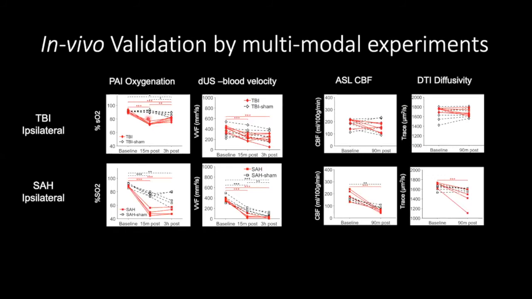So in the TBI model, we have a modest reduction in oxygenation. We don't really see a widespread reduction in diffusivity, but then in the more severe subarachnoid hemorrhage model, we see this sharper reduction in oxygenation, and we do see this change here. And so that ties back into the potential for a phenomenological description, especially for the hemodynamic outcomes and what's driving diffusion changes.